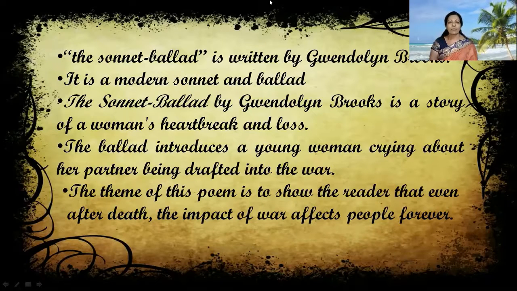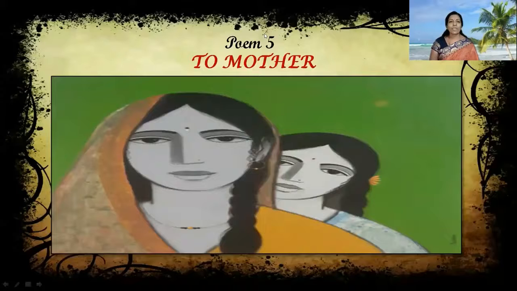In this poem, we find that the writer is discussing the theme of death, of war, and how people continue to suffer even after the war is over. Because when the soldiers die, they leave behind near and dear ones who continue to suffer even years after the war is over. The fifth poem prescribed for you is titled To Mother.